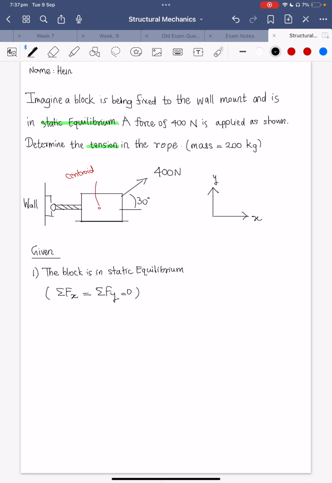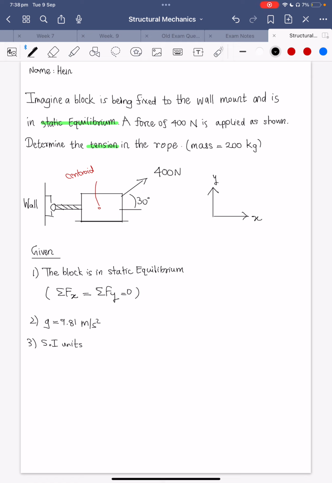And the second one is the assumption of gravitational force. For first year, we use 9.81 meter per second square. And third, we're going to solve in SI units. All right, this is given.